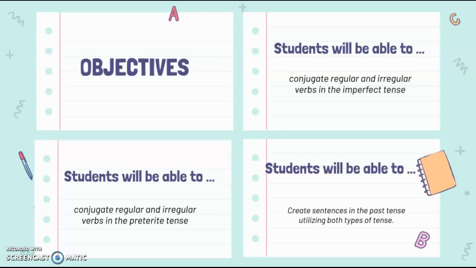So students will be able to conjugate both regular and irregular verbs in the preterite tense as well as the imperfect tense, and you will also be able to construct sentences utilizing both of them.